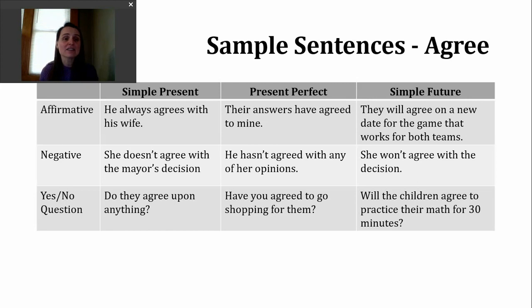So at some point in the past, or maybe we're talking that this is an event that's happened many times over a period of time. In the negative, all we need to do is add not to has or have. And most native speakers, you'll hear them use the contraction form. He hasn't agreed with any of her opinions.